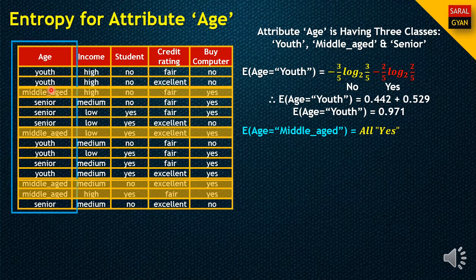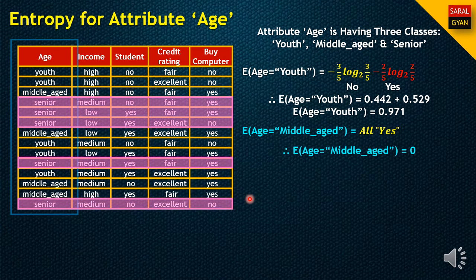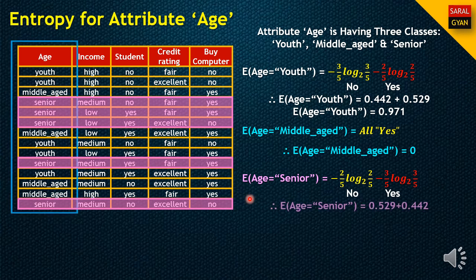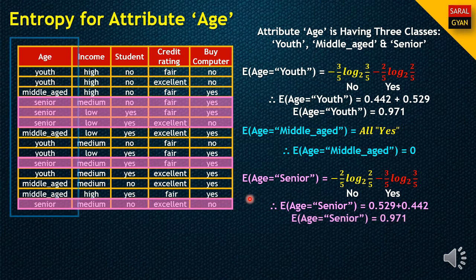In the same way we can calculate the entropy when age equal to middle aged. When the value of age is middle aged, you can see all the buys computer attribute values are yes. As we discussed in the first video, if all the entries are similar, then the entropy will be 0. And the last one is age equal to senior. There are 5 entries, out of which 2 belong to no and 3 belong to yes. We can calculate the entropy by this formula, and it is going to be 0.971 again.